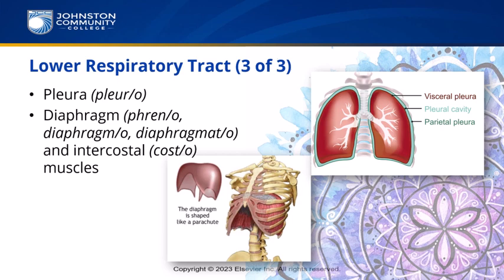The muscles that are responsible for respiration are the diaphragm, a large flat muscle that is located between the thoracic and abdominal cavities, and the intercostal muscles. Remember, inter means between, costo means rib. These are the muscles between the ribs.